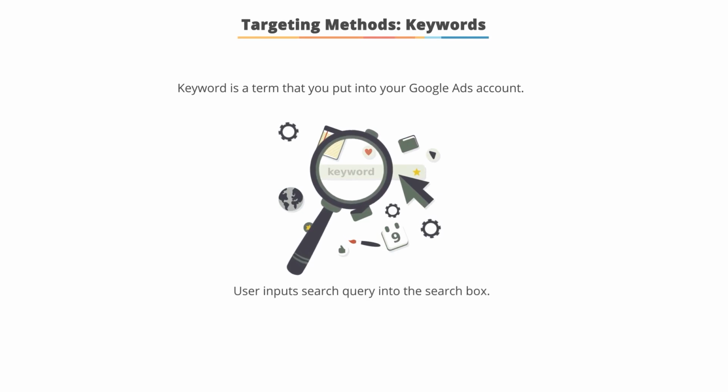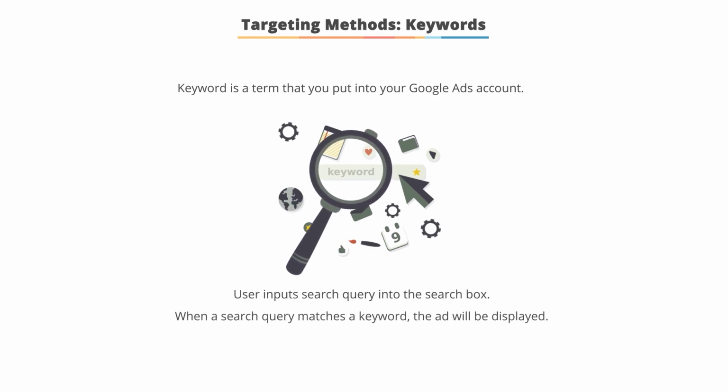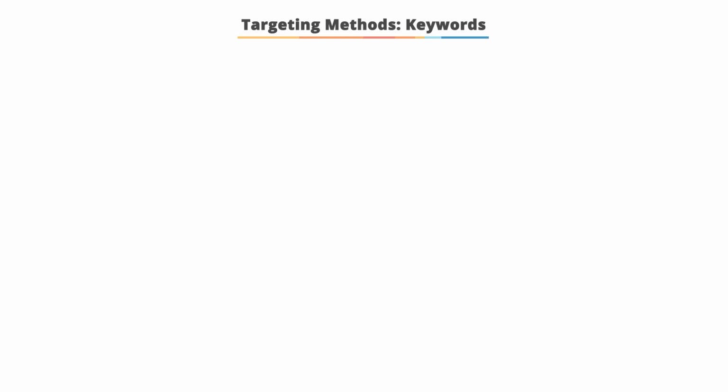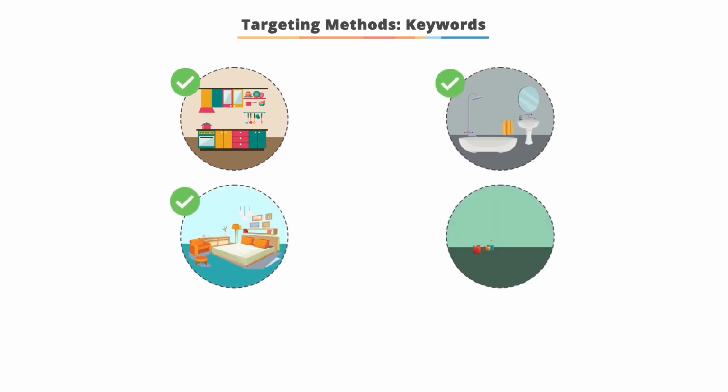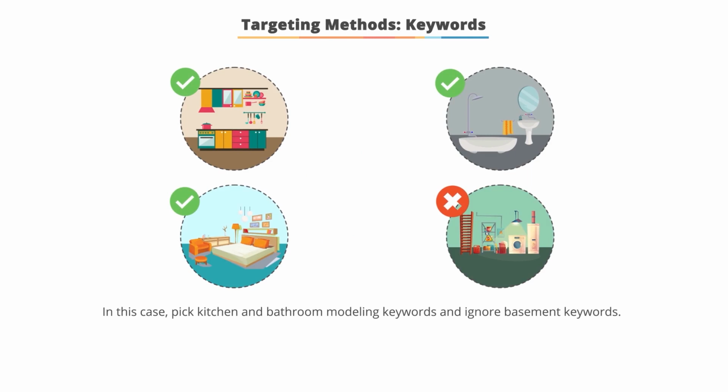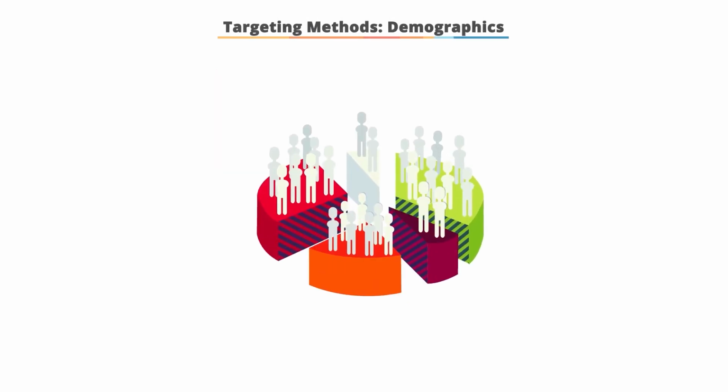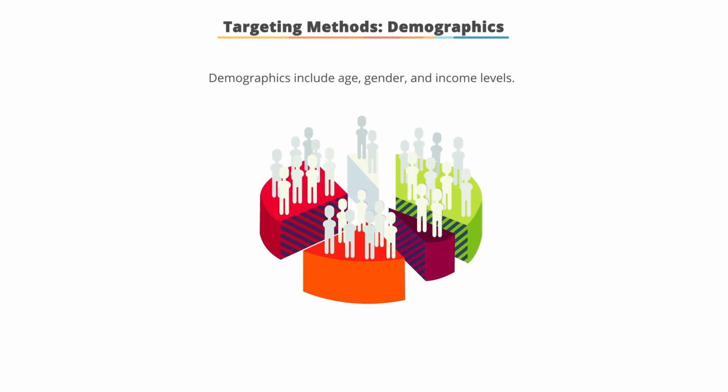Keyword is an object you put into your Google Ads account. Now, a search term or search query is what a user types into a search engine to see results. So when this search term matches your keyword, then your ad can be displayed. So if you're a remodeling company and you do kitchens and bathrooms and room additions, but maybe you don't do basements, you could pick kitchen remodeling keywords and bathroom remodeling keywords, but ignore basement keywords because you don't do that type of remodeling work.